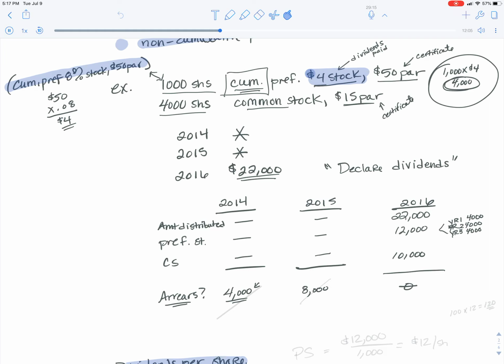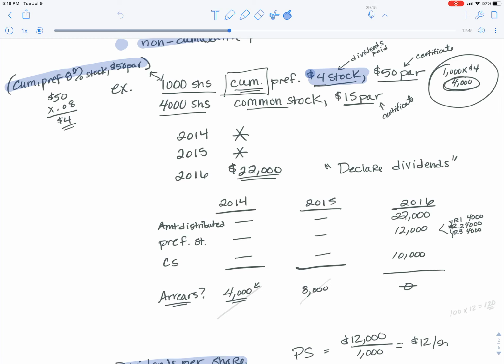Well, dividends per share is a formula that you're going to need to know, and that is dividends paid as your numerator, and the number of shares is going to be your denominator. So let's do preferred stock first. It's going to be $12,000 was paid divided by 1,000 shares outstanding. Okay, so that is $12 per share that the preferred stockholders got paid.